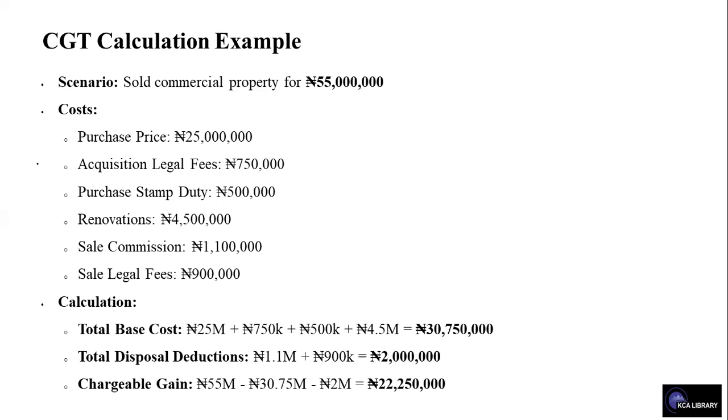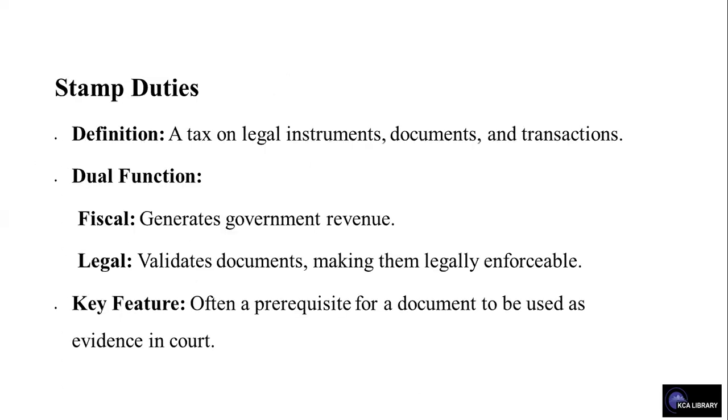And to calculate this, we take the total base cost, adding all of those costs, and we have 30.75 million, and the total disposal deduction is 2 million. To get the chargeable gain, it's 55 million minus 30.75 million minus 2 million, and the chargeable gain is actually 22.25 million.